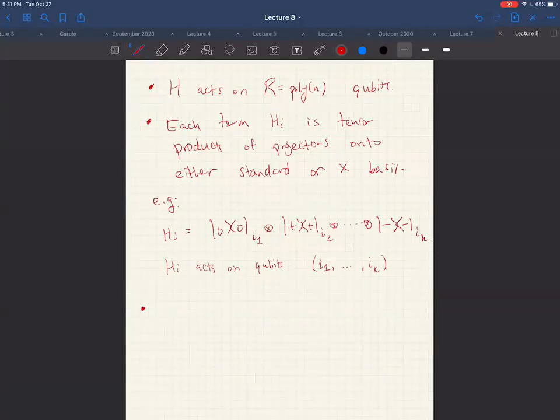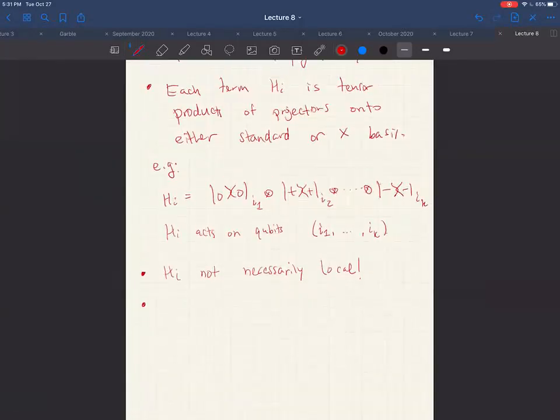Another thing is that this is not going to be a local Hamiltonian. The number of qubits that each term acts on could be up to R. But we're not going to be so worried about that. It's fine that it's not a local Hamiltonian. Another thing is that there could be an exponential number of terms. And in fact, there generally will be.